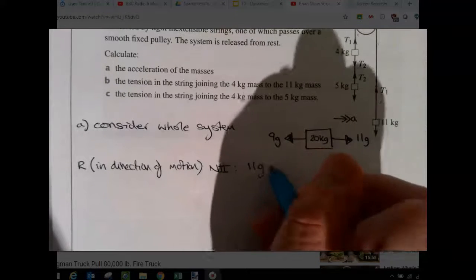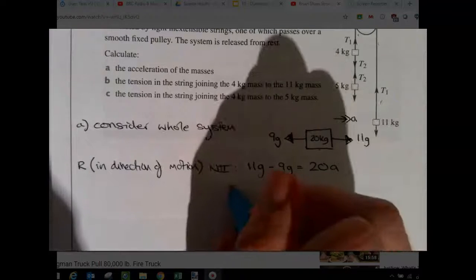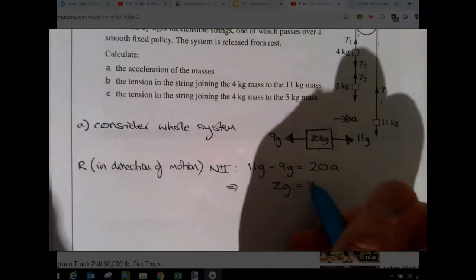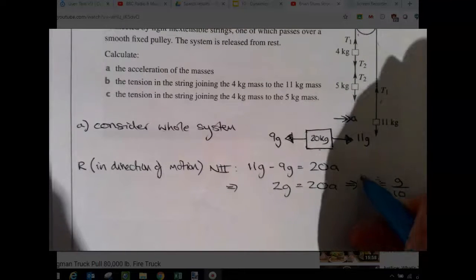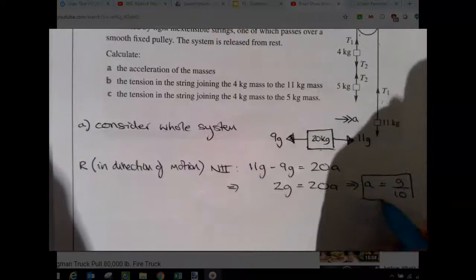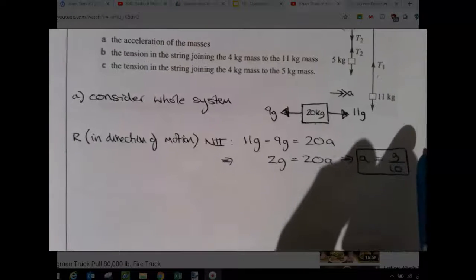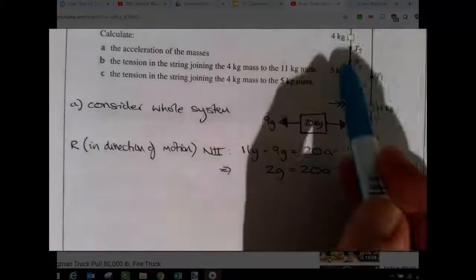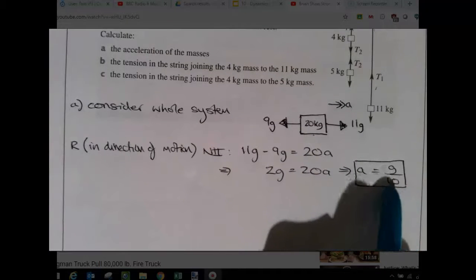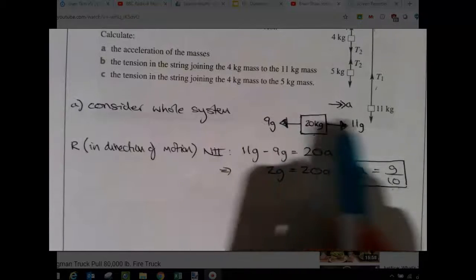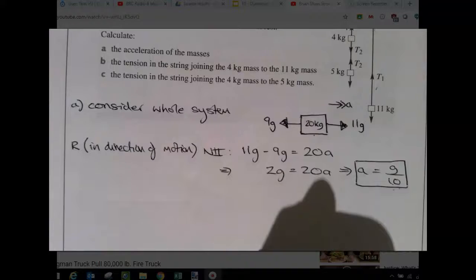and resolving, I've got 11g minus 9g equals 20a, which tells me that 2g equals 20a, so a is g over 10. Now that is the fastest way you could possibly find the acceleration here, because the alternative in the textbook is that you set up 3 simultaneous equations, and we don't need to do this if we're comfortable with this whole system approach, which means you absorb the tensions.